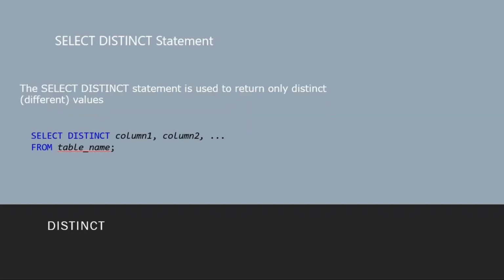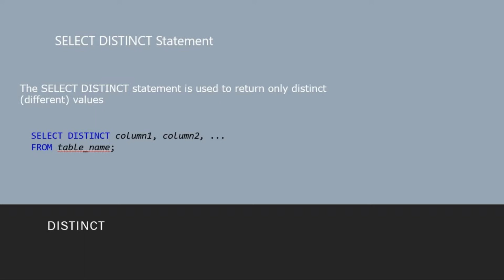So the first keyword is the DISTINCT statement. We will use the SELECT and DISTINCT statements together. If we use SELECT column 1, column 2 FROM table name, it will show you column 1 and column 2 completely, even if you have duplicate or multiple entries. If you use SELECT DISTINCT, it will give you the unique values. It will not show you the duplicate ones.